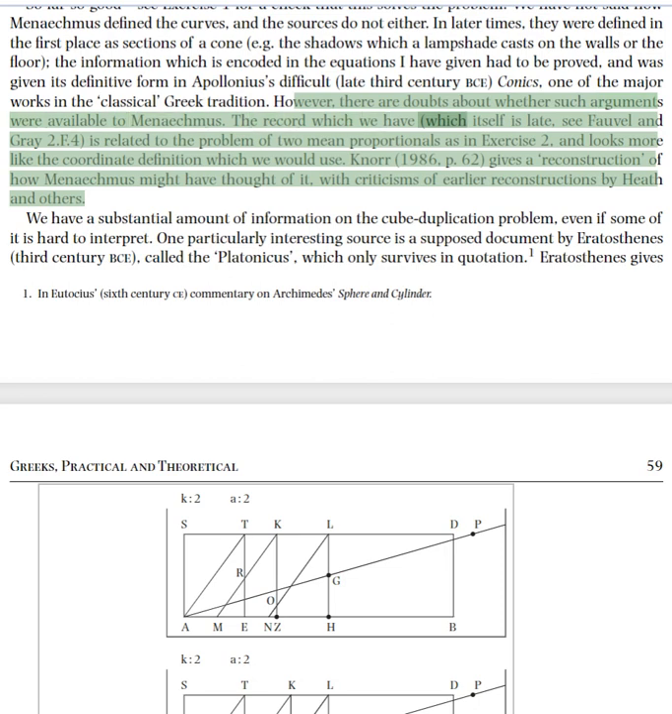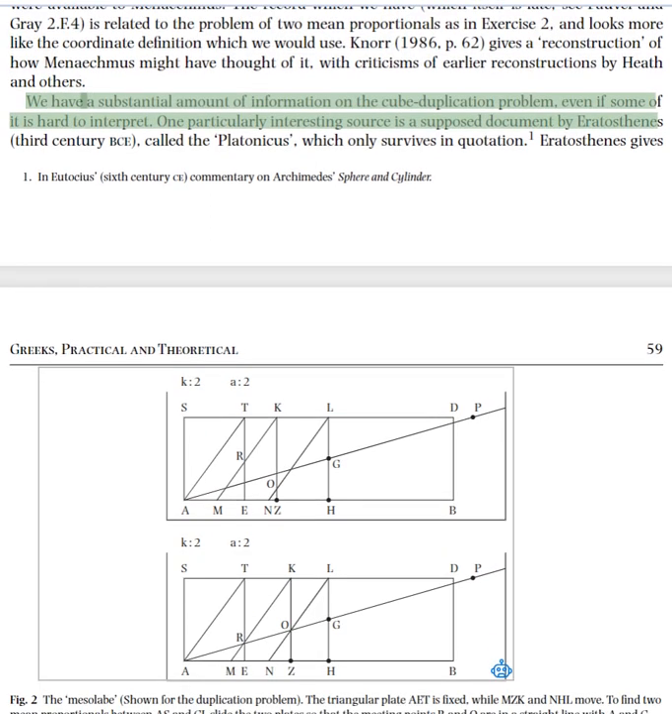The record which we have is related to the problem of 2 mean proportionals as in exercise 2, and looks more like the coordinate definition which we would use. Knorr gives a reconstruction of how Menaechmus might have thought of it, with criticisms of earlier reconstructions by Heath and others. We have a substantial amount of information on the cube duplication problem, even if some of it is hard to interpret.